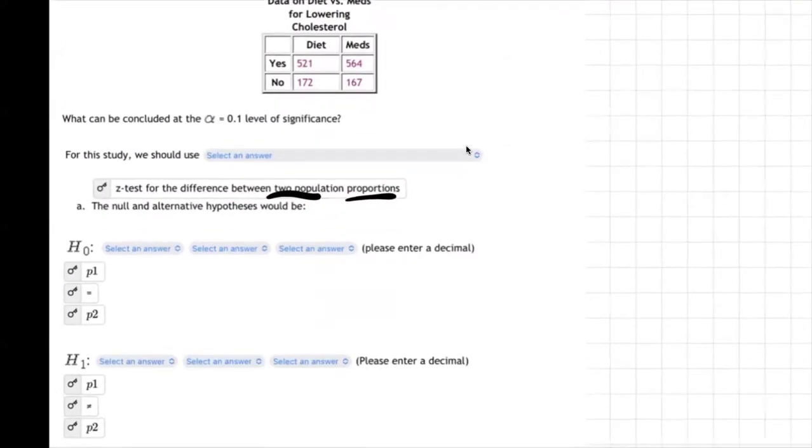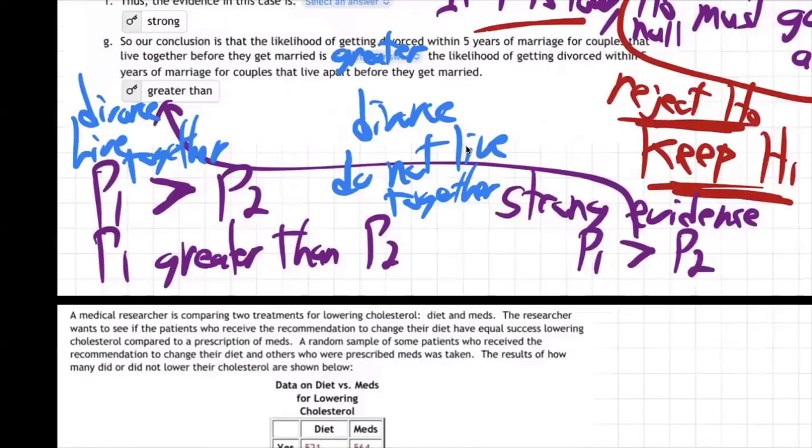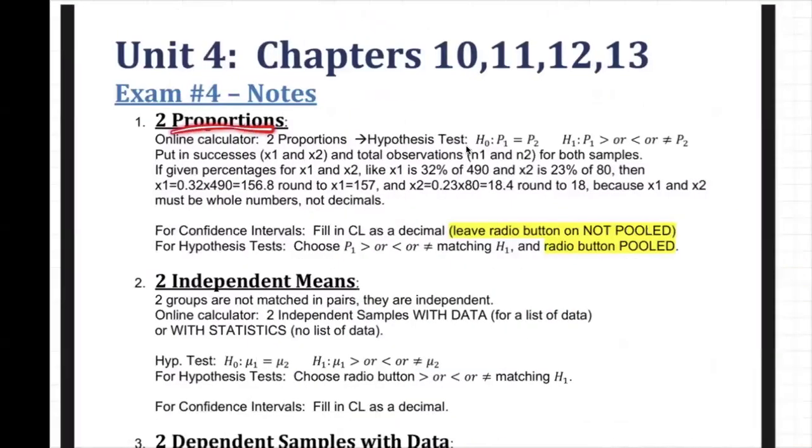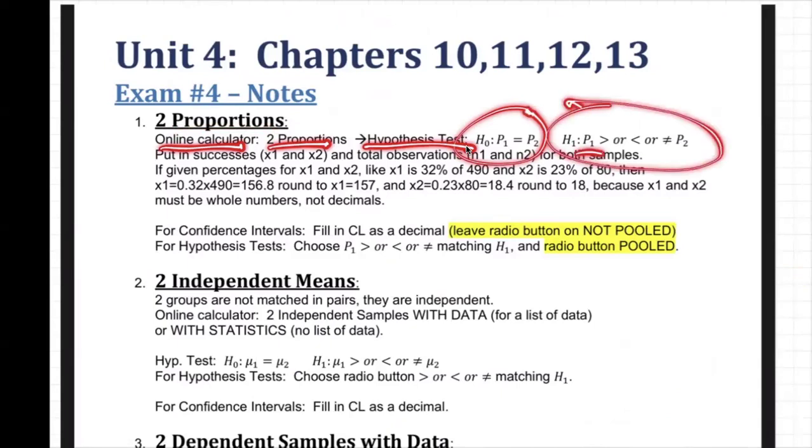All right, let's come on in with H0 and H1. If we go to the notes, here's the unit 4 notes. So if we go to two proportions, that's where we're at. We're going to use the online calculator, two proportions. Hypothesis H0 is P1 equal P2. The two groups are P1 and P2. H0 is always equals, and then H1 has P1 and P2 again, but it's going to be greater, less, or not equal. So come back and go, okay.